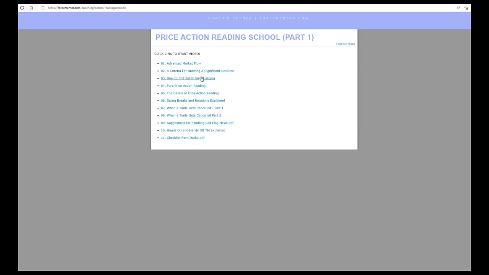And then pure price action reading, the language of the market. Again, the basics of price action reading, and swing break rotations, another pattern I created that I trade on a regular basis. How do you know when the trade gets canceled for short term if you are day trading or scalping? Red flag news, that's super important. Do you want to trade in front of big red flag news like non-farm payrolls, or interest rate announcements, or press conferences and such?